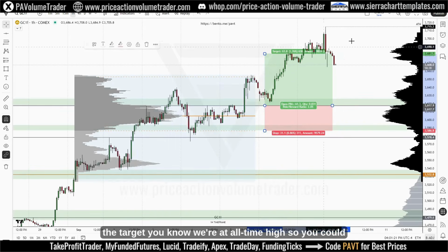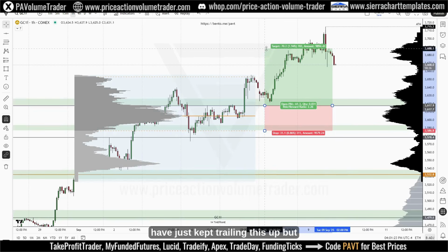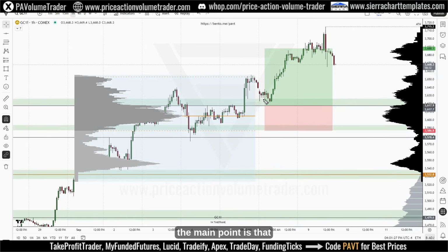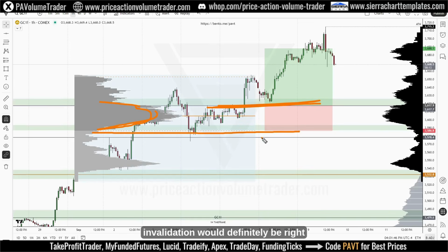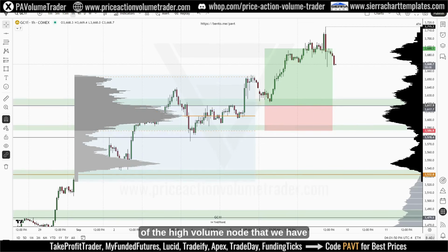For the target, we're at all-time highs, so you could have just kept trailing this up. But the main point is that we would use this high volume node and we want to put our stop loss right beyond the next main low volume node area. This is the area for our entry. So our area for invalidation would definitely be right beyond the bottom edge of the high volume node that we have right over here.